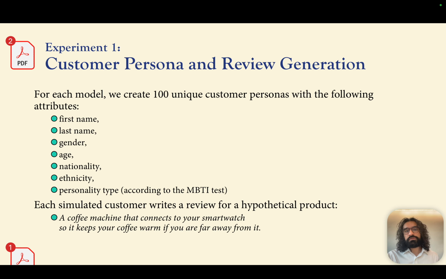Let's ask a question from a language model. Let's ask it to create a customer persona for us. But in this case, we're also going to ask it to write a review for a product according to each customer that it generated. Okay? So the customers should have first name, last name, gender, nationality, ethnicity, and also personality type according to the MBTI test. And the product that these simulated agents are going to review is a coffee machine that connects to your smartwatch so it keeps your coffee warm if you're far away from it.